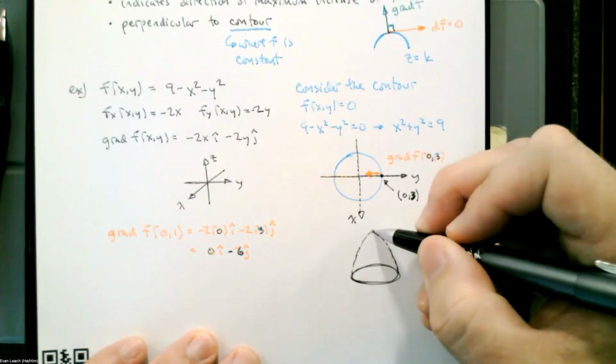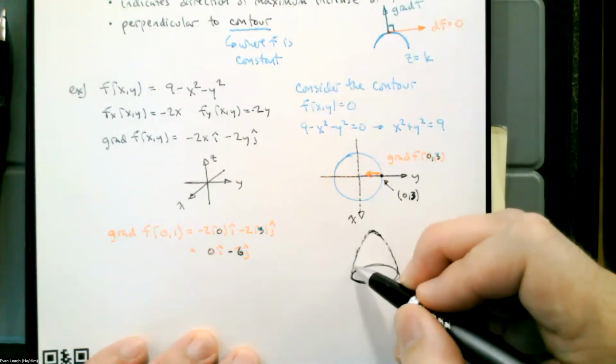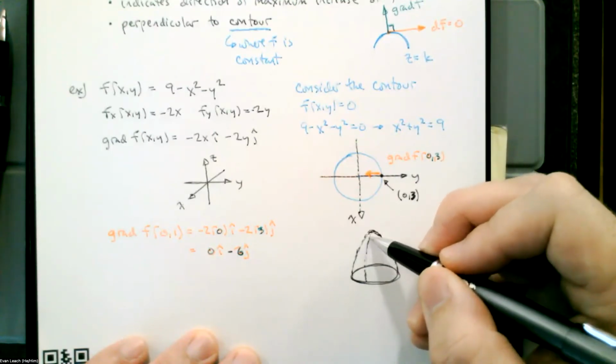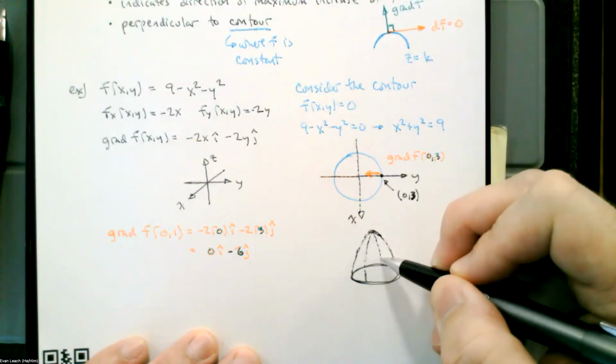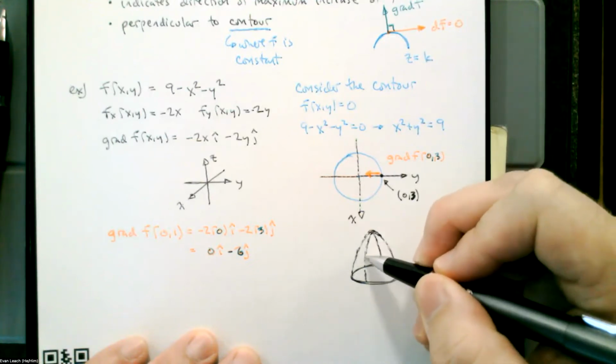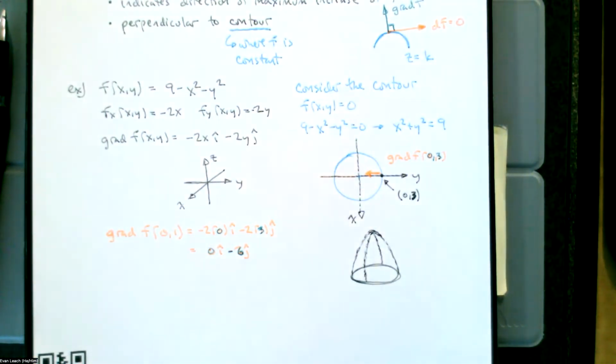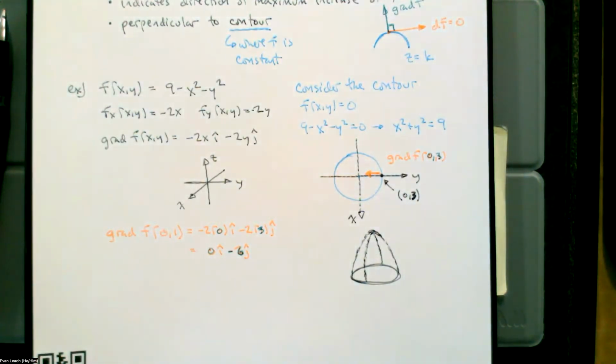So the reason that I picked this shape, because theoretically I'm sometimes capable of drawing it, but it's also easy to see where the gradient is going to point. We have this maximum point at 0, 0, 9. We have a global maximum at 0, 0, 9.